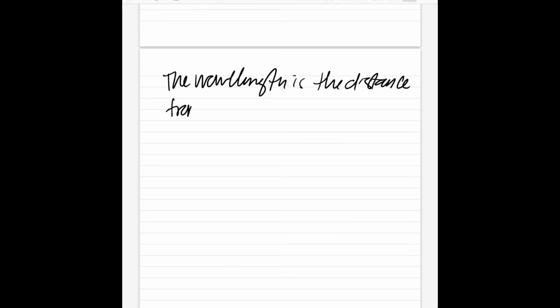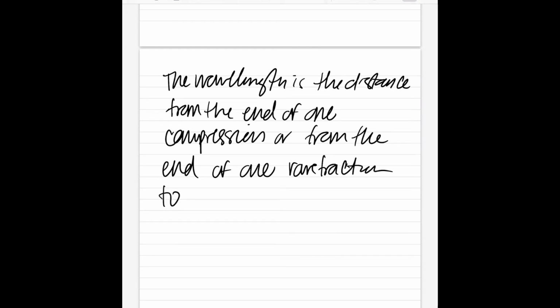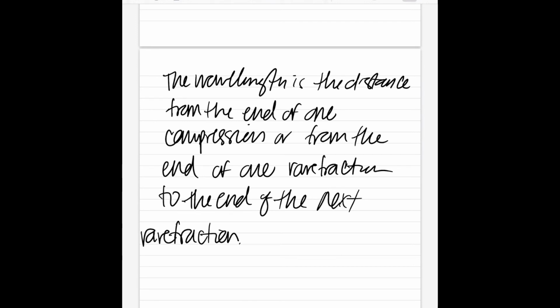Okay, so the wavelength for this one, it says the wavelength is the distance from the end of one compression, or from the end of one rarefaction, to the end of the next rarefaction. So that's wavelength.